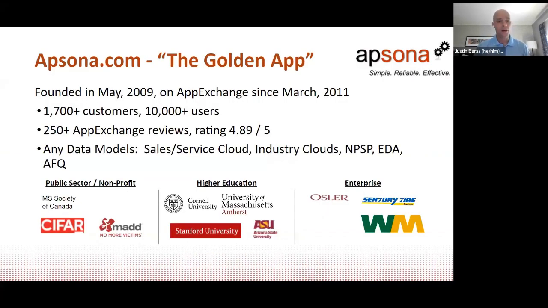So Apsona, as a brief intro for those of you that may not know, is called the Golden App. It's made out of two words in Hindi, app and Sona. It's been around for a while. You can see when we were founded, and roughly we actually have about 1,800 customers now worldwide, probably 11,000, 12,000 users across those instances. We love what we do.